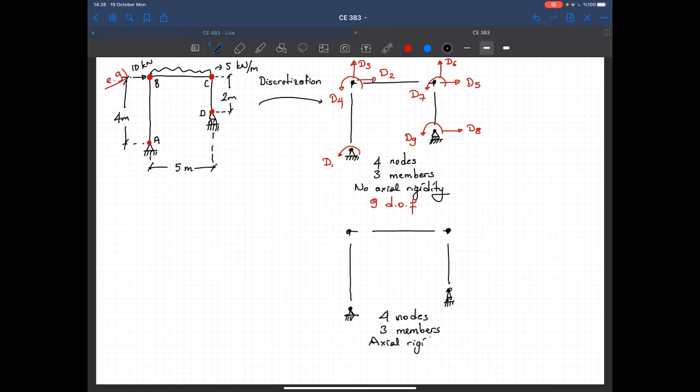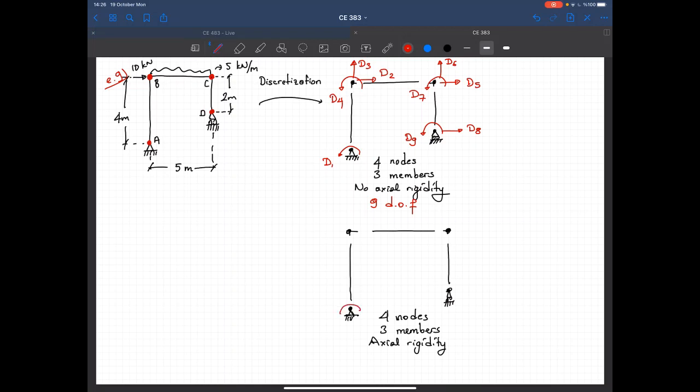Remember that the axial rigidity assumption assumes that the axial deformations of members are negligible. We can ignore them. Why are we using it? To simplify the solution. In most civil engineering structures, especially if it's reinforced concrete, we can ignore the axial deformations. So again, let's determine the degrees of freedom.